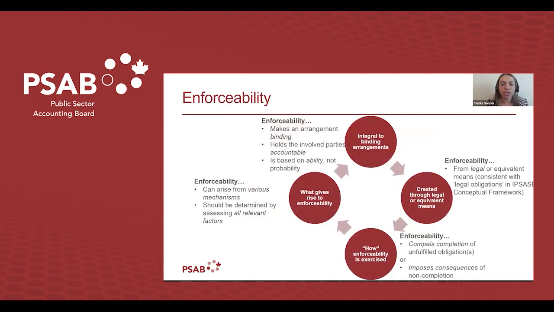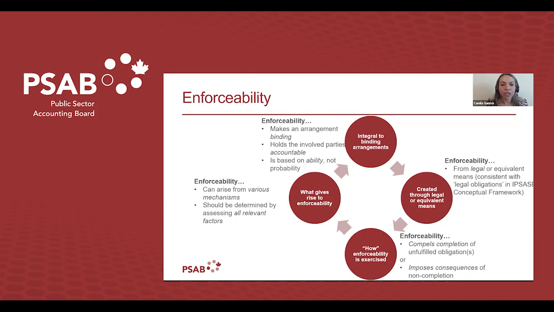An entity uses judgment to consider all relevant factors in its jurisdiction and specific transactions to assess whether enforceability exists in its transfer expense arrangement. Enforceability can arise from various mechanisms to hold the parties accountable to fulfill each of their respective obligations by compelling them to fulfill their obligations or face the imposed consequences, and can be through legal or equivalent means in the public sector. Equivalent means, which include executive authority and cabinet or ministerial directives, capture enforcement outside the judicial system that is similar to the force of law.